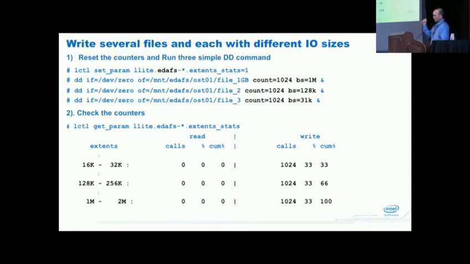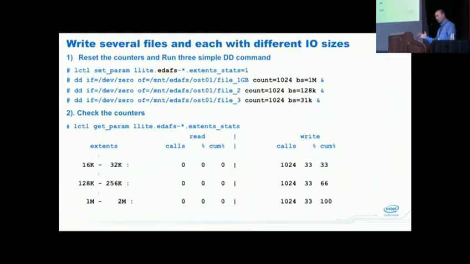They run simultaneously, and then we look at our extent stats, which has been zeroed out, which has been reset. And we look and we see that for each of the write sizes, 1 meg, 128K, and 31K, each of the calls are in the correct bins, number of calls 1024 each, and the ratio, since we have 3 processes, each writing the same number of calls, they're each a third of the totals, and then your cumulative totals.